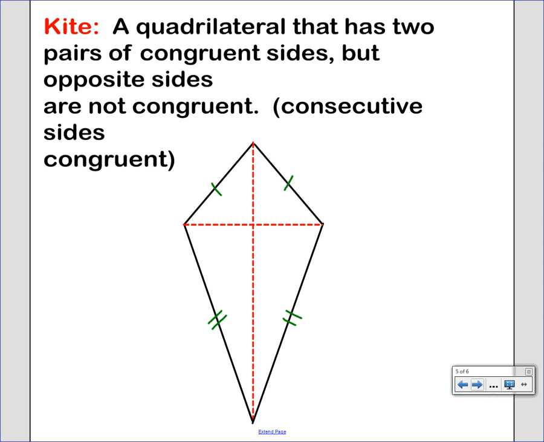There are a couple of other properties. Our diagonals are going to be perpendicular. One diagonal is the perpendicular bisector of another. And this diagonal, let's call it AB, also bisects those angles. Notice the other diagonal, let's call it CD. AB is the perpendicular bisector of CD, but diagonal AB bisects the angles.